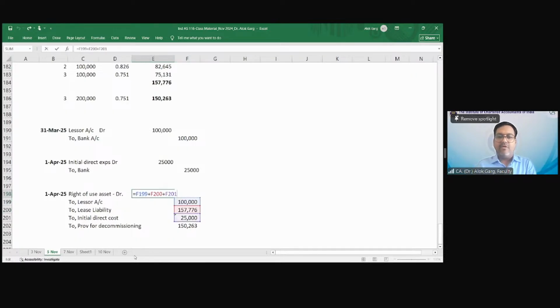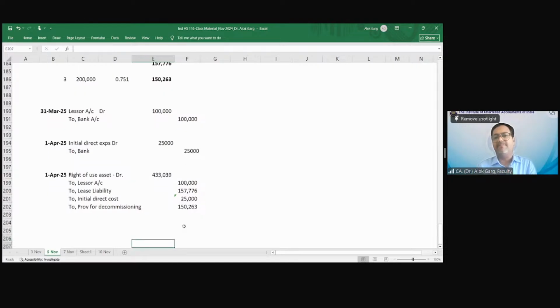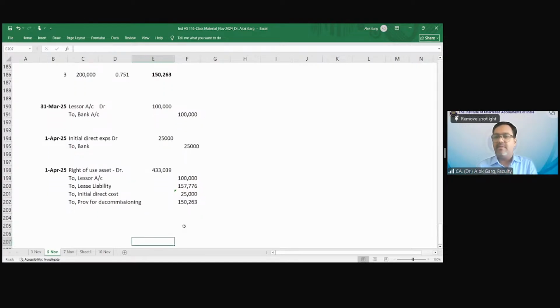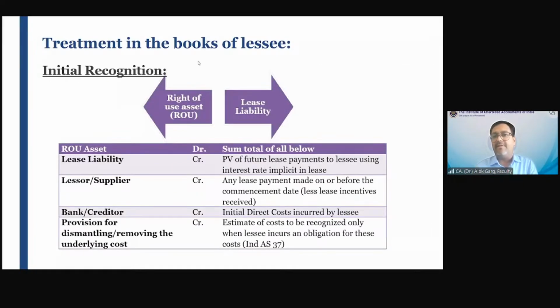Is that clear? And what will the right of use asset be? It will be increased by 150,263. Is that clear? Yes, sir. So your right of use asset will be debited, and this right of use asset is equal to the present value of future lease payments plus any payment made on or before the commencement date plus any initial direct cost plus any cost of decommissioning or retirement obligation, right?